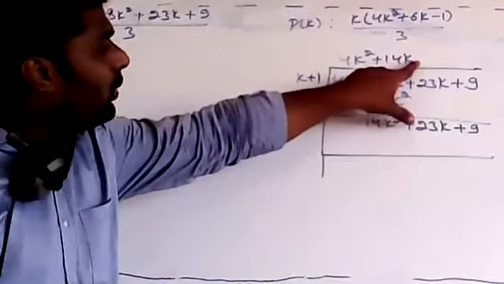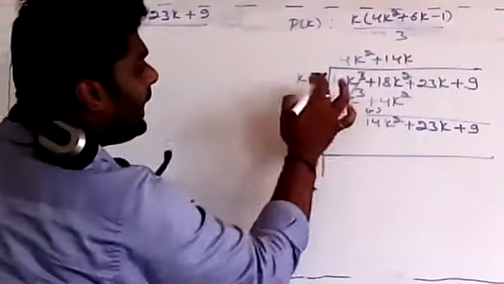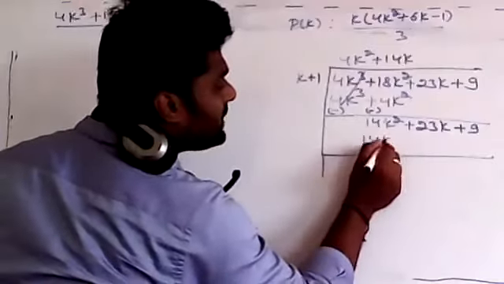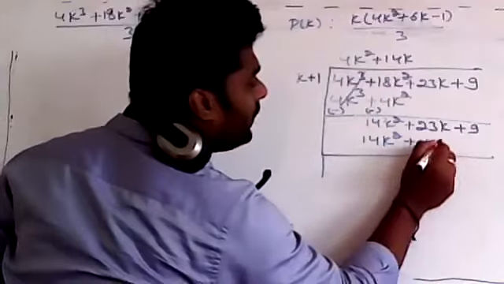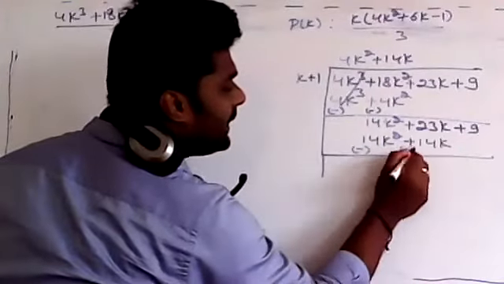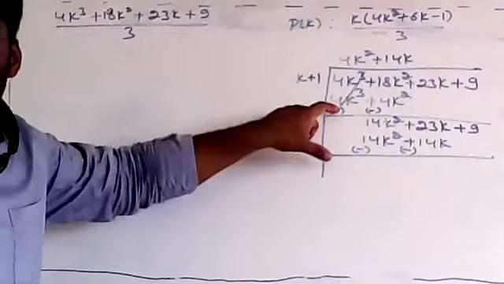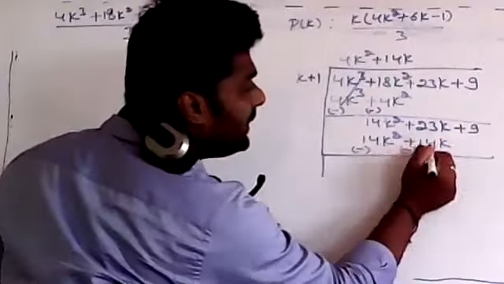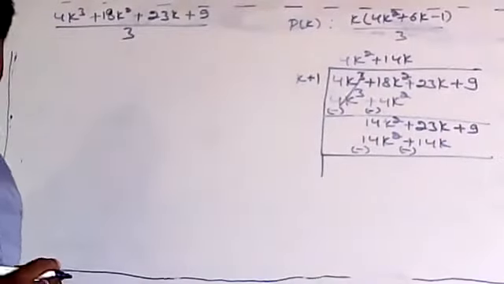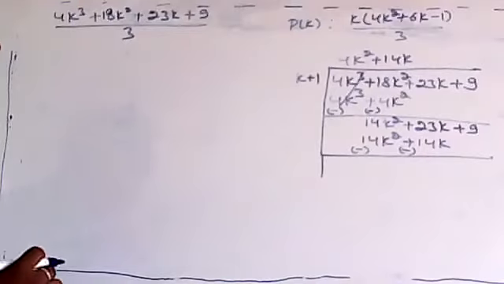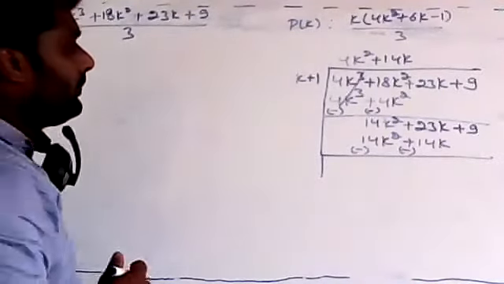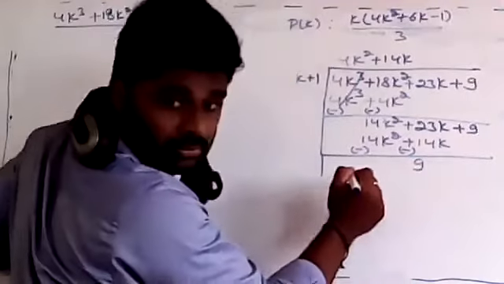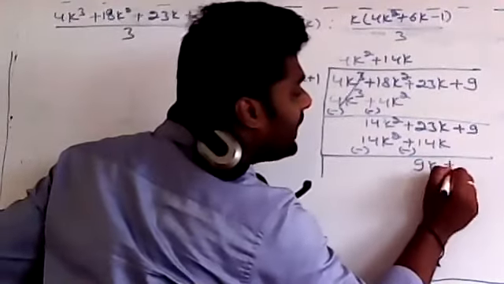So 14k we have to multiply here. 14k into k is what? 14k square. Plus next, 14k into 1 is what? 14k. Then change the sign here. Then 14 and 14 get cancelled. So what will I get here? 23 minus 14, how much? Yes, good. 9k plus 9.